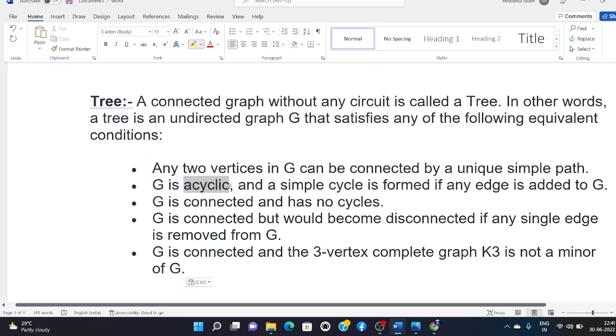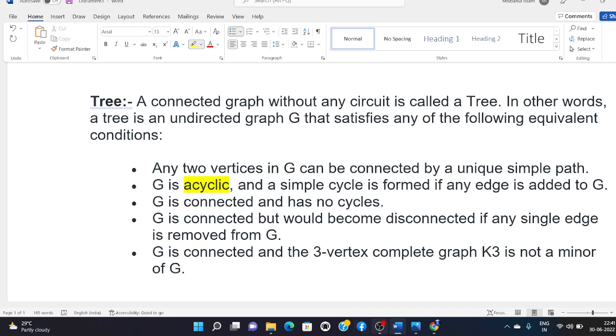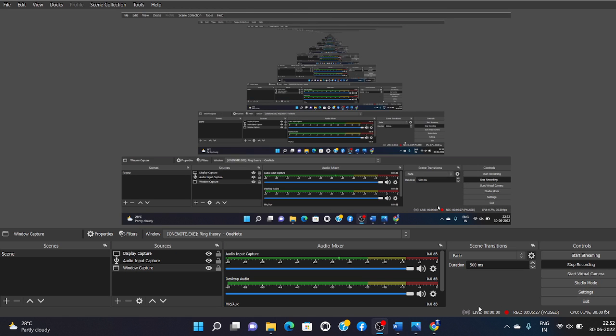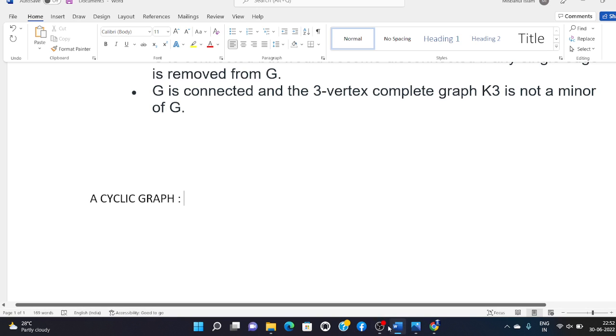Suppose you understand what is acyclic. Next, I talk about acyclic graphs. What is an acyclic graph? Okay, please note down this topic.